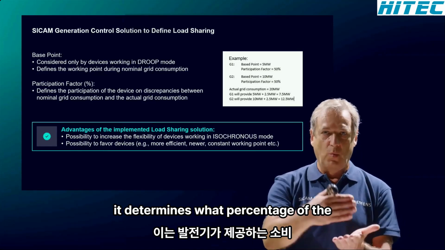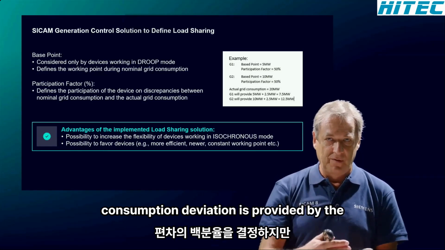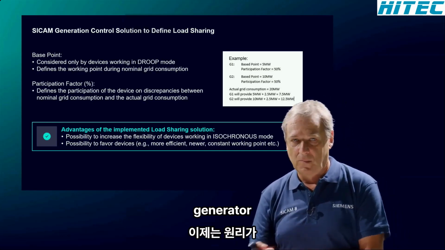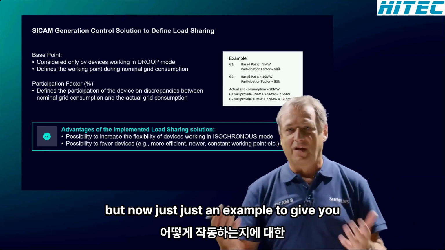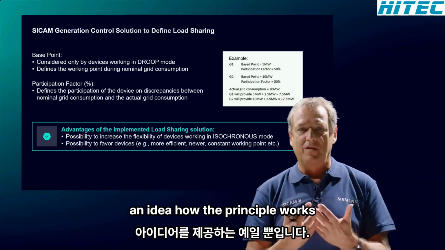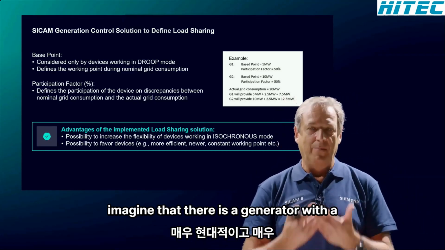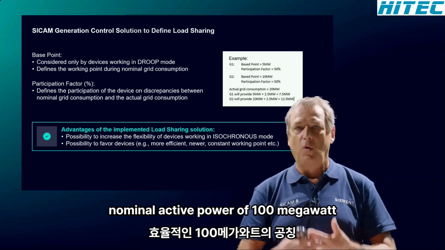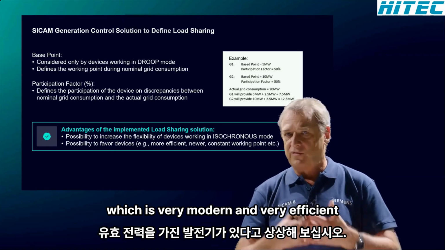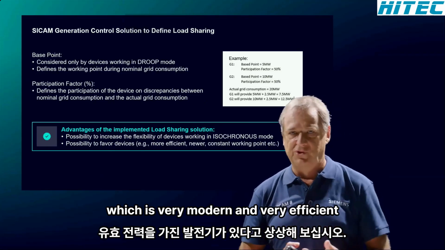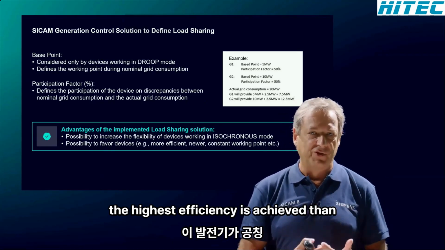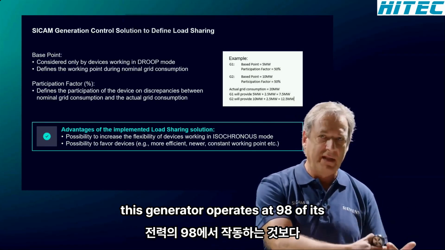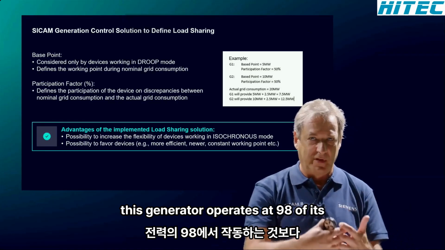It determines what percentage of the consumption deviation is provided by the generator. And now, just an example to give you an idea how the principle works. Imagine that there is a generator with a nominal active power of 100 megawatt, which is very modern and very efficient. The highest efficiency is achieved when this generator operates at 98% of its nominal power.